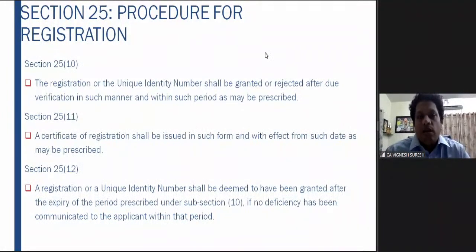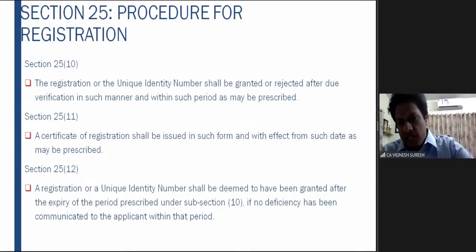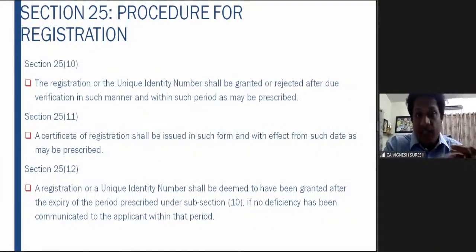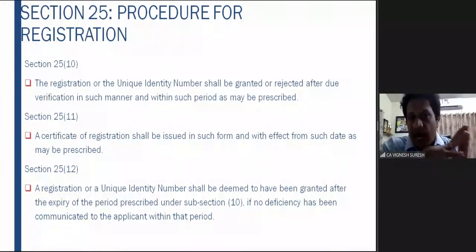So therefore, in this case, there is a period which is given. We shall look at all that period, etc. What is the number of days which is required for the registration to be given and all of that. It shall be granted or rejected after the due verification. Section 25 subsection 11: a certificate of registration is given in such form. This is your form GST REG 6.